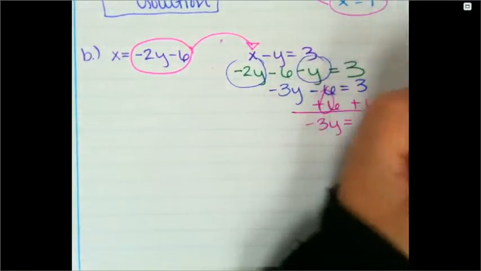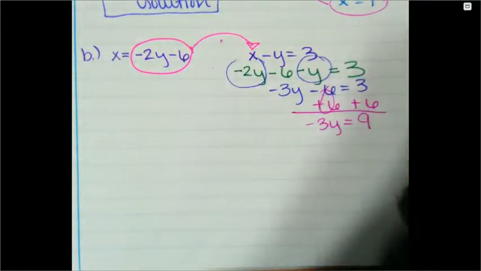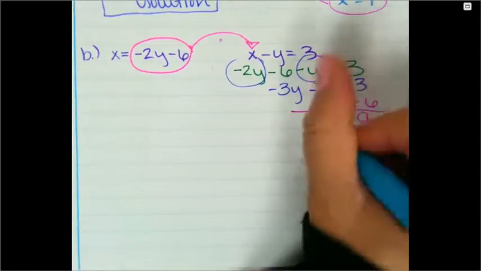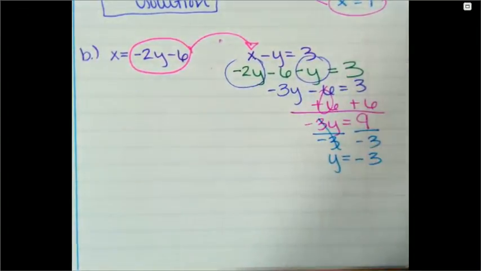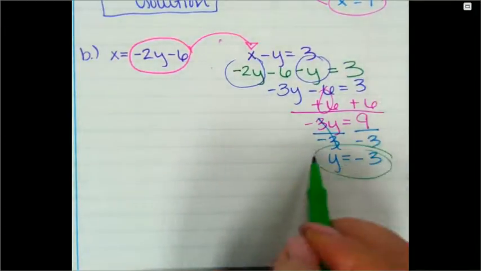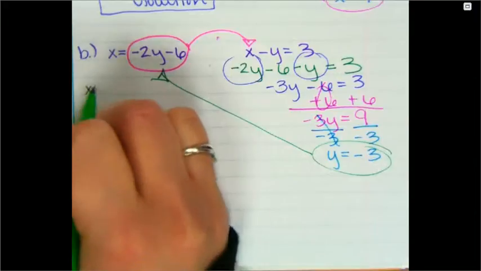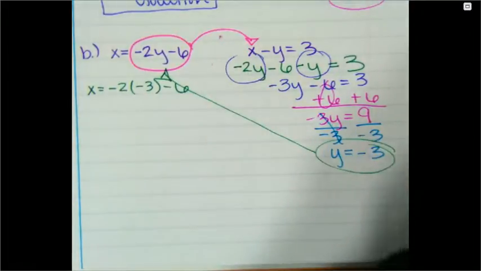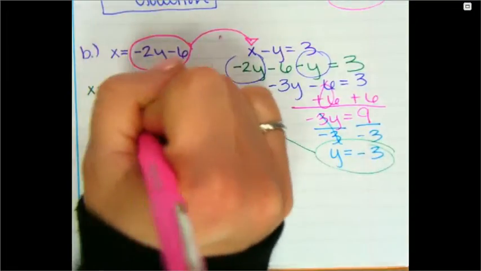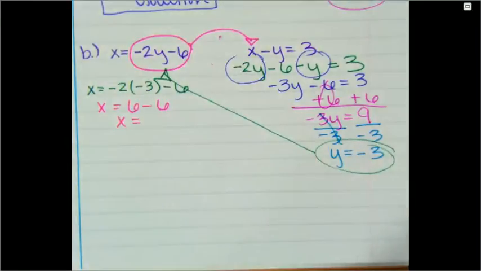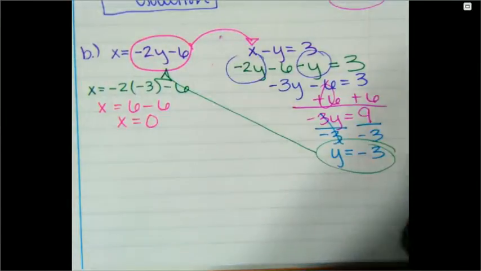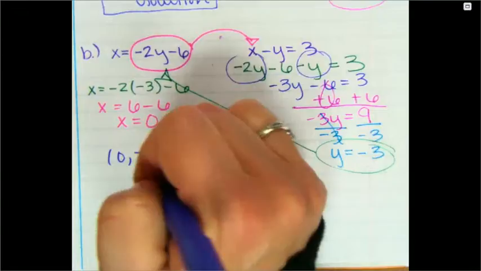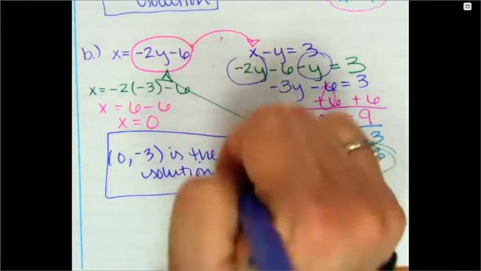So negative 3y equals how much? 9. Now what? Divide by negative 3. And y equals what? Good. What do you do with negative 3? Good. Plug it back into the first one. So we're going to get x equals negative 2 times negative 3 minus 6. What's negative 2 times negative 3? Positive 6 minus 6 is what? 0. What's your ordered pair? 0, negative 3 is the solution.